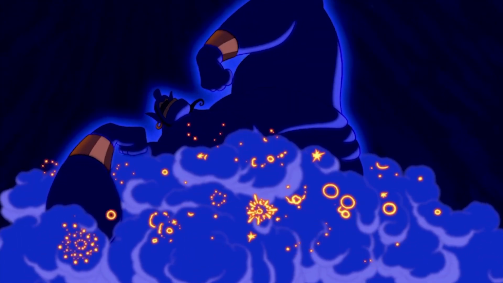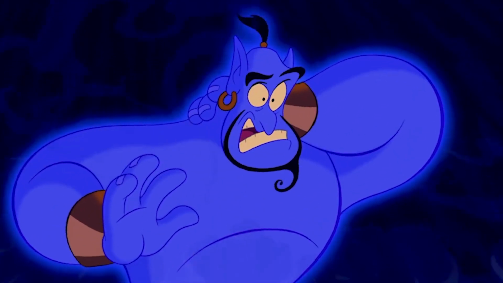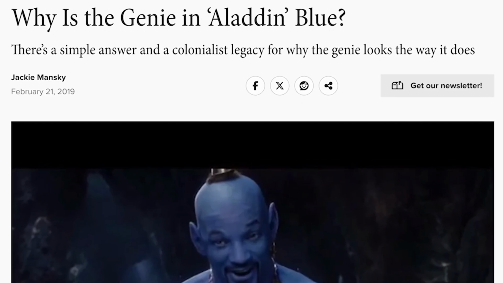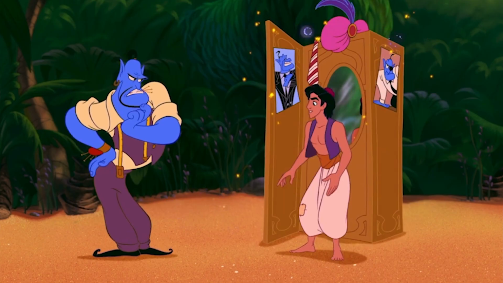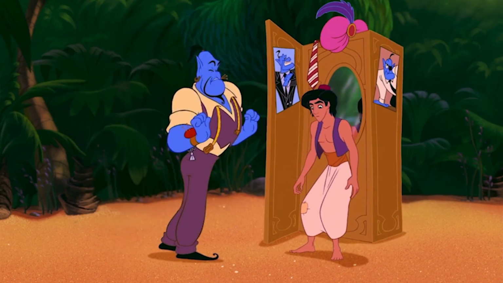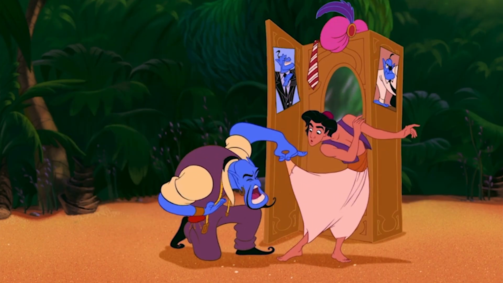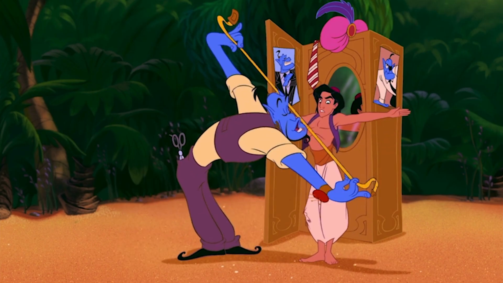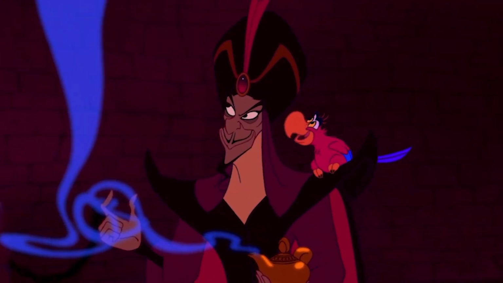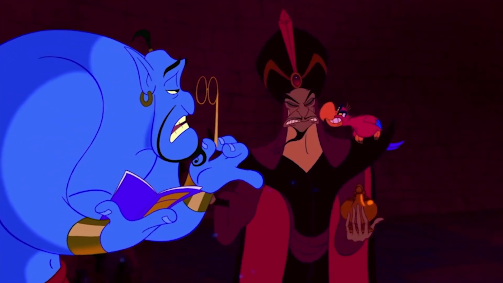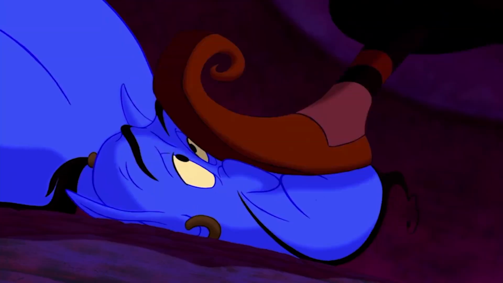Moving on, a character represented by blue on the completely opposite side of the spectrum is the genie from Aladdin. In an article written by Jackie Mansky for the Smithsonian Magazine, she writes that Eric Goldberg, the supervising animator for the original 1992 movie, was very clear on the reasoning behind the color choice. It was simple. Jafar is red to represent evil, and by directly contrasting him, the genie represents good.